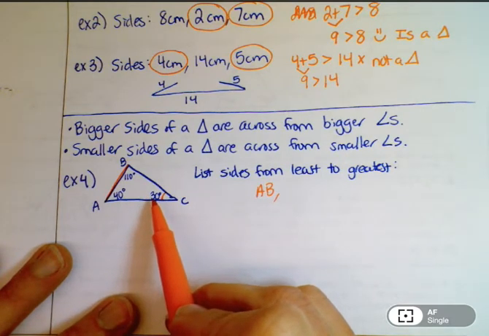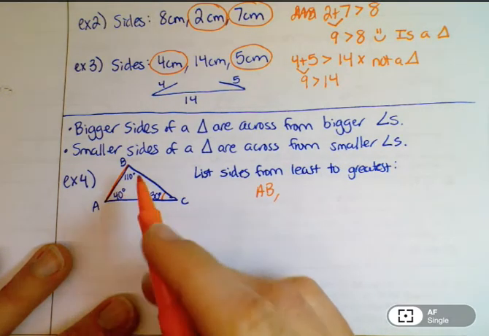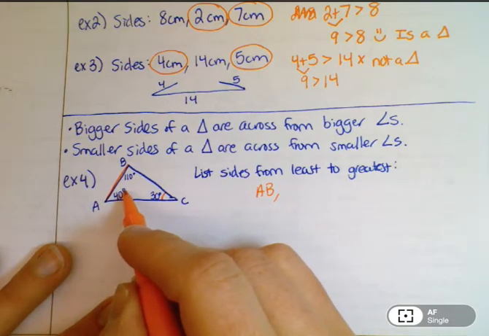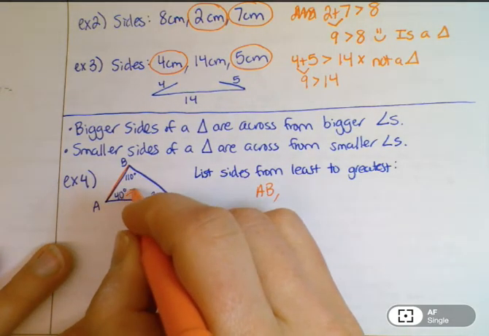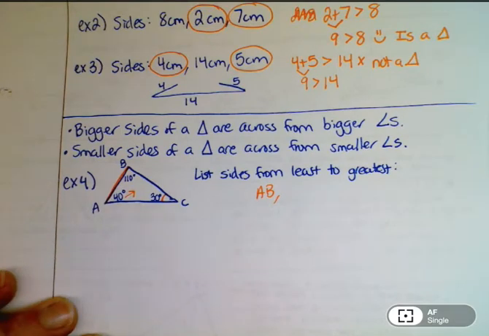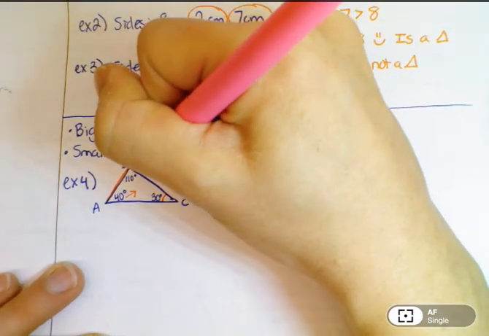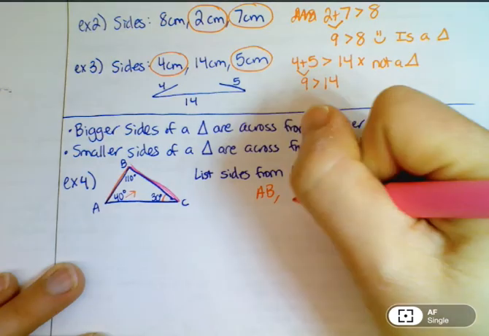Then we would go to the next smallest angle, which would be 40 degrees, and we would look across the triangle. So away from the angle, across from the triangle. And the side across from my middle angle is this side here, BC. So that would come next.